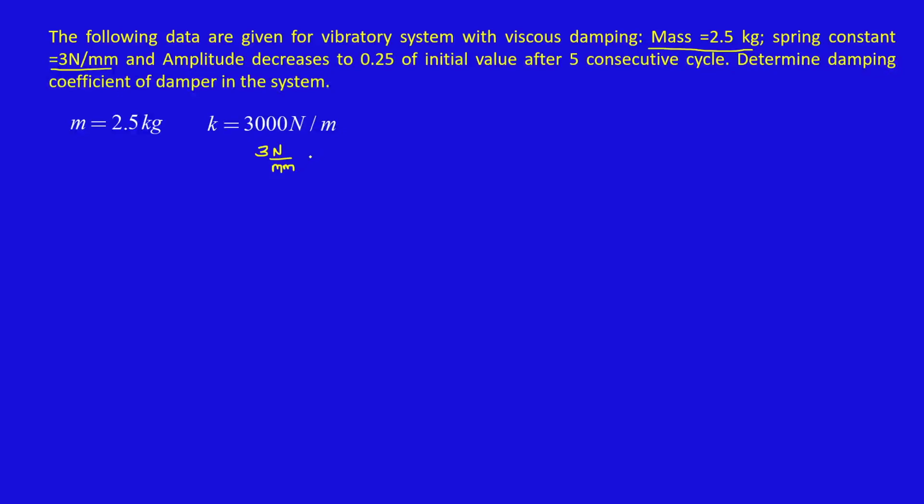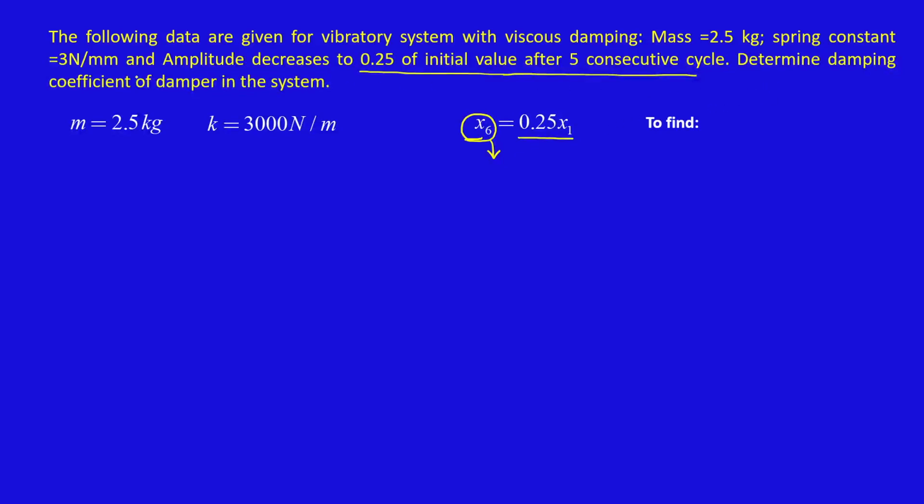Because 1 mm equals 0.001 meter, I mean 10 power minus 3 meter, which is equivalent to 3000 Newton per meter. Then the amplitude decreases to 0.25 of the initial value after 5 consecutive cycles, which means you have to write it as x6 equal to 0.25 x1. I will tell you later why we are writing x6 instead of x5.